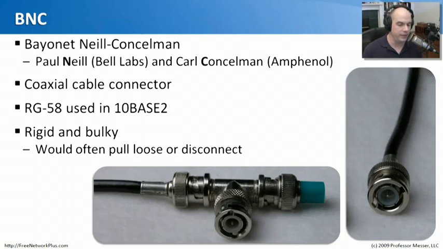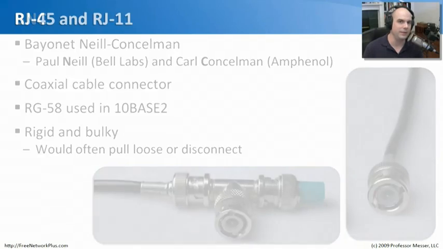Unfortunately, they're very rigid and very bulky, and at the time they were great for what they were doing, but we found that they would often pull loose and disconnect. They were fine connectors for what they were built for, but for very widespread use on hundreds or thousands of devices in an environment, it became very difficult because the connections could sometimes get loose or disconnect completely, and then for this type of connection, your entire network would go down. So that was a bit of a problem with BNC. We had to come up with other types of connectors.